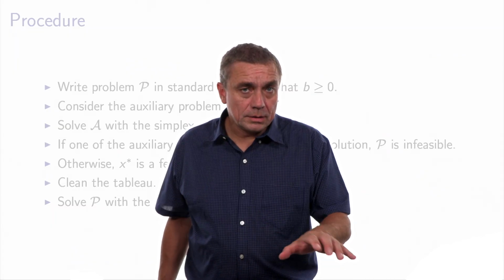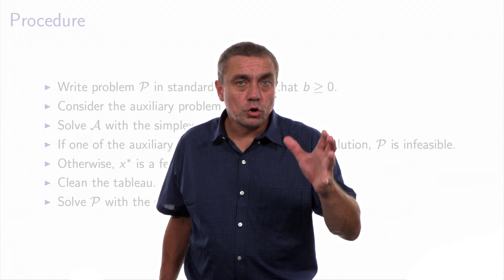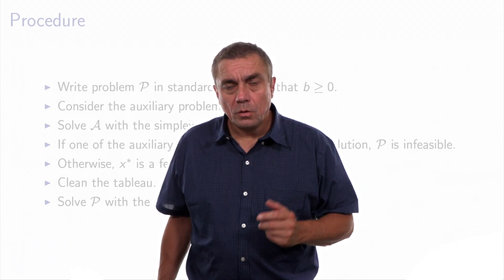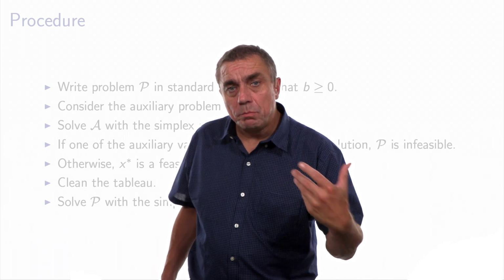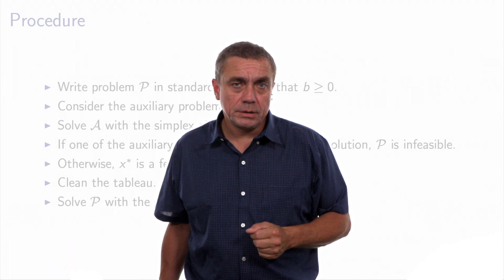And then we know that this last step has two possible outcomes. Either it converges to an optimal solution because all reduced costs are non-negative, or it declares the problem unbounded because it has found a direction that can be followed all the way to infinity.